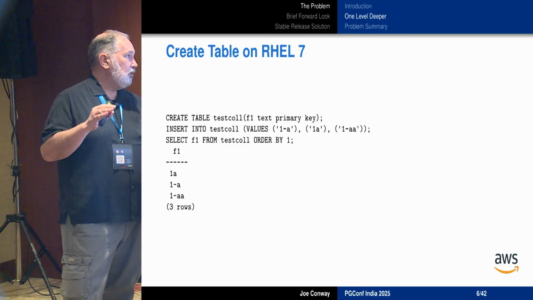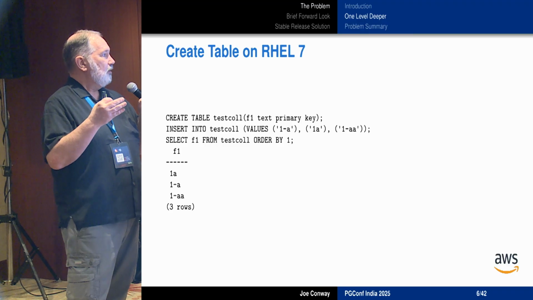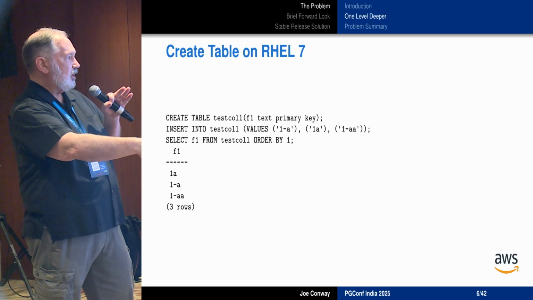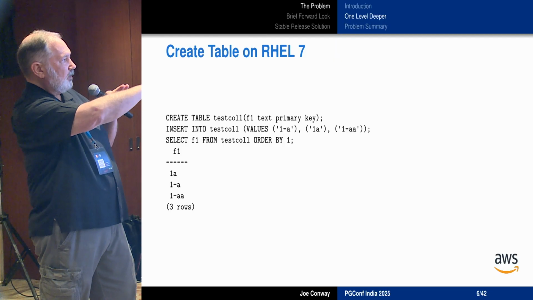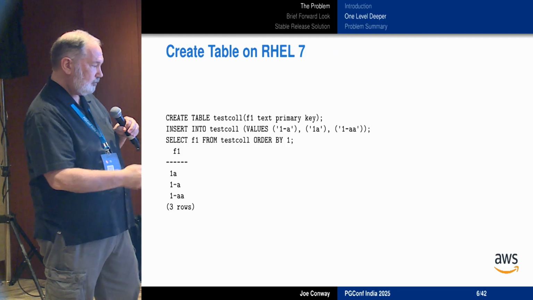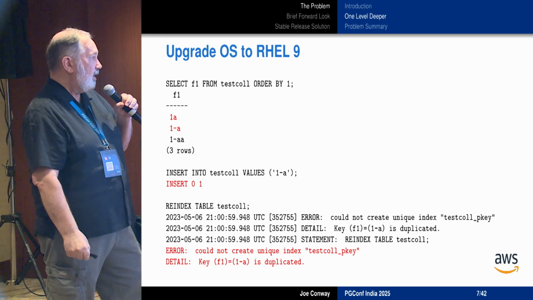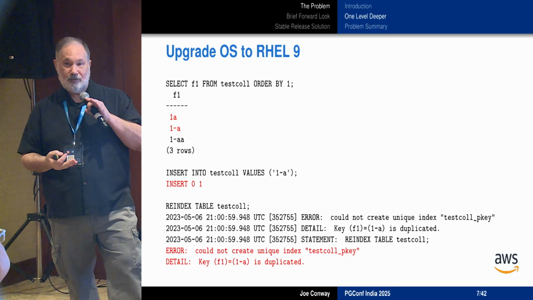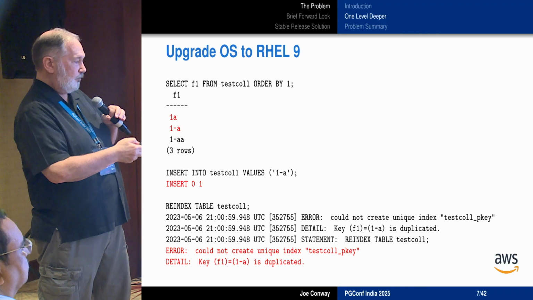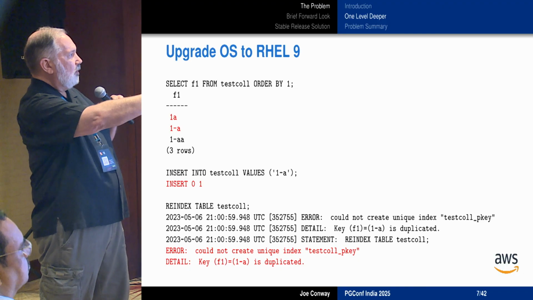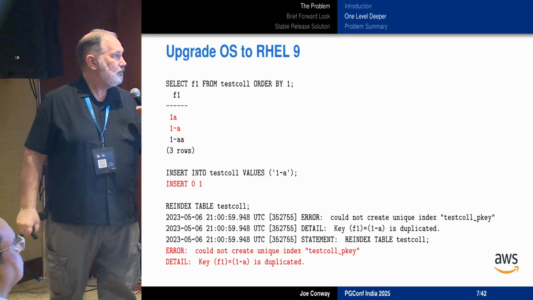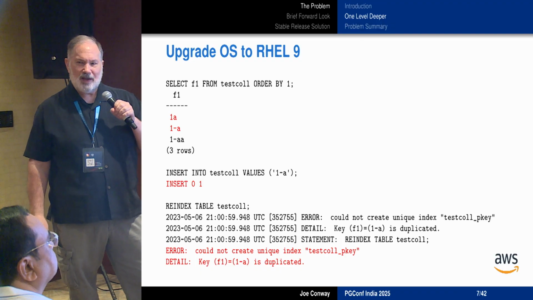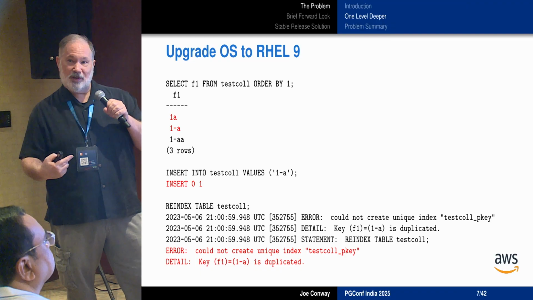Okay, so now I'm going to show you a little bit deeper. If I create a table on my RHEL 7 machine using those same characters, and I get my tree shape when I select with an order by, right? And now I upgrade the OS underneath Postgres to RHEL 9. And what happens? Well, first of all, you notice when I do this select initially, it looks the same. Why is that? We know already it should be different, but it's not.